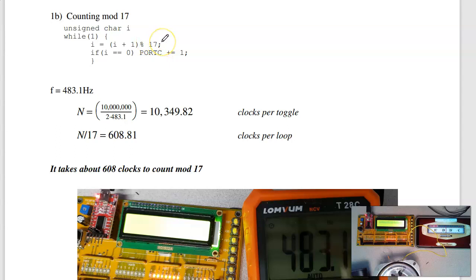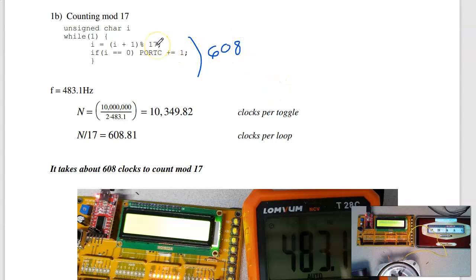When I change this to mod 17, suddenly the frequency really drops, goes down to 483 hertz. That was from 19 kilohertz, meaning this loop right here is 10 million divided by 2 times hertz, 10,000 clocks per toggle. 17 counts per toggle, so divided by 17, this is 608 clocks.